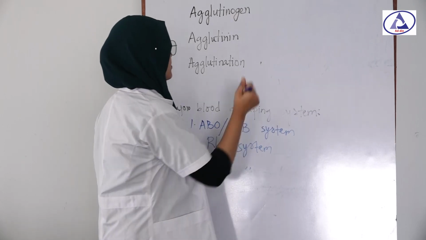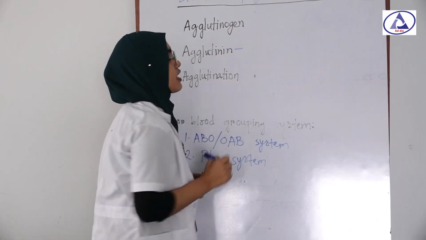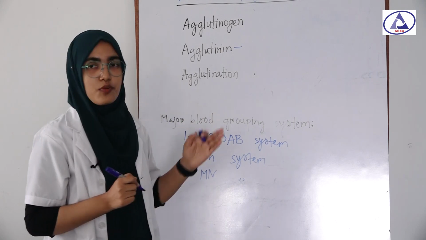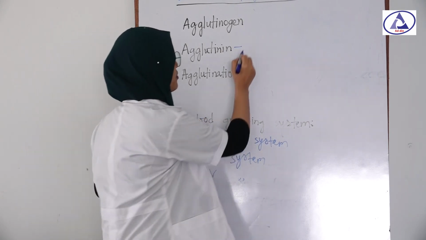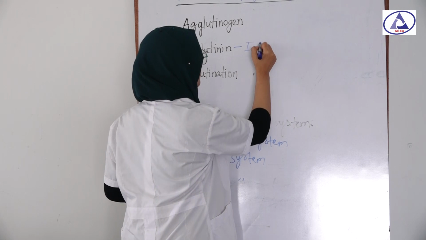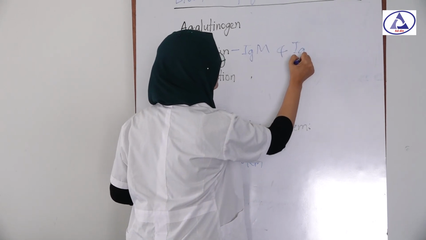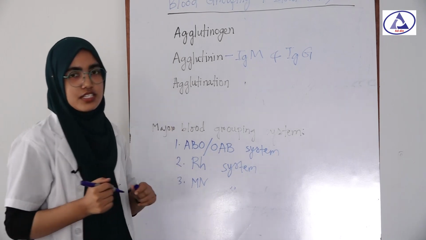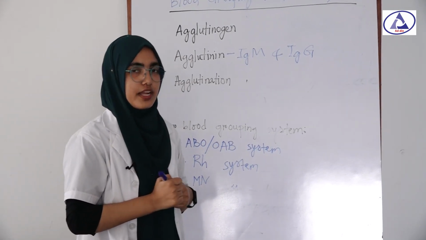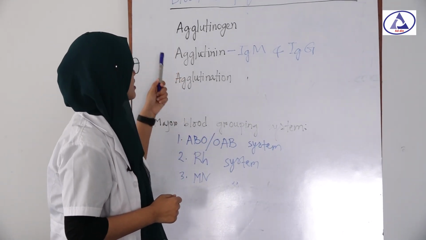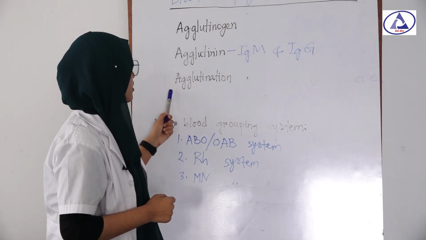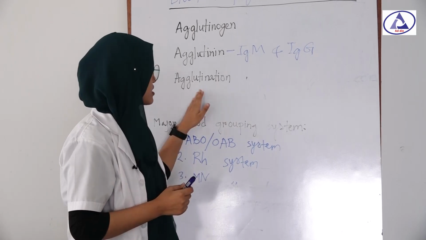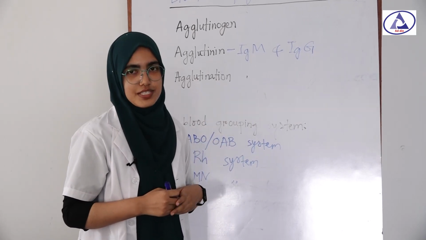What are these agglutinins? Agglutinins are gamma globulins which are present in the plasma. Most of them are immunoglobulin M and immunoglobulin G. And what is agglutination? Antigen-antibody reaction, that is agglutinogen and agglutinin reaction, will cause agglutination. That means there will be clumping of RBC.